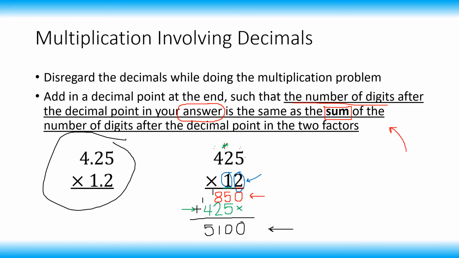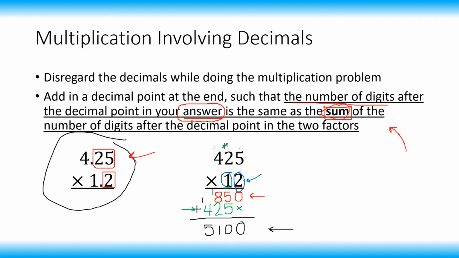this point over here, which says that the number of decimal points in your answer, so the number of digits after the decimal point in your answer, is the same as the sum of the number of digits after the decimal point in the two factors. So if we look at the two factors, that's these two numbers over here, the 4.25 has 2 digits after the decimal point, the 2 and the 5. And the second factor, the 1.2, has 1 digit after the decimal point. So we don't care what the digits themselves are, we just care how many there are. So in total we have 3 digits after the decimal point in these two factors.